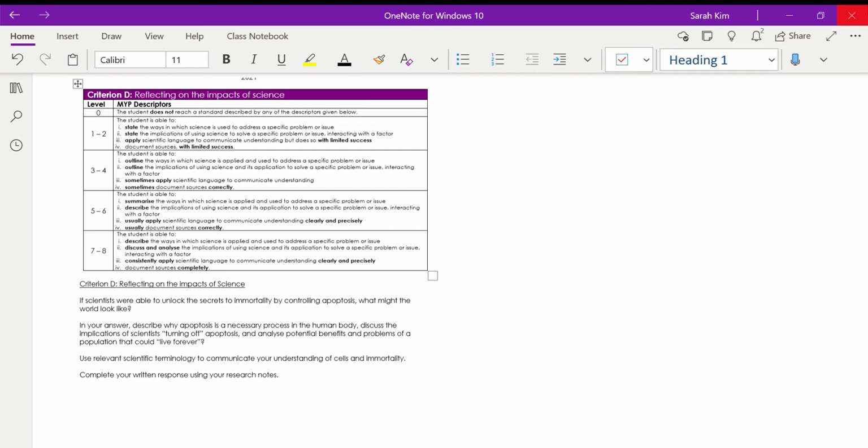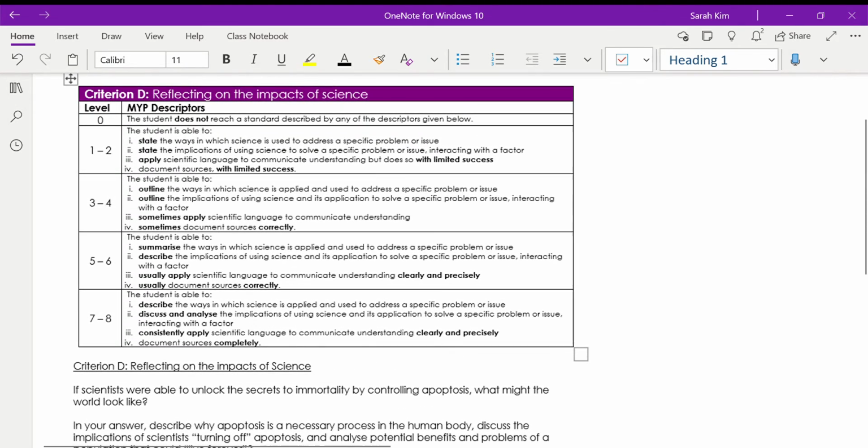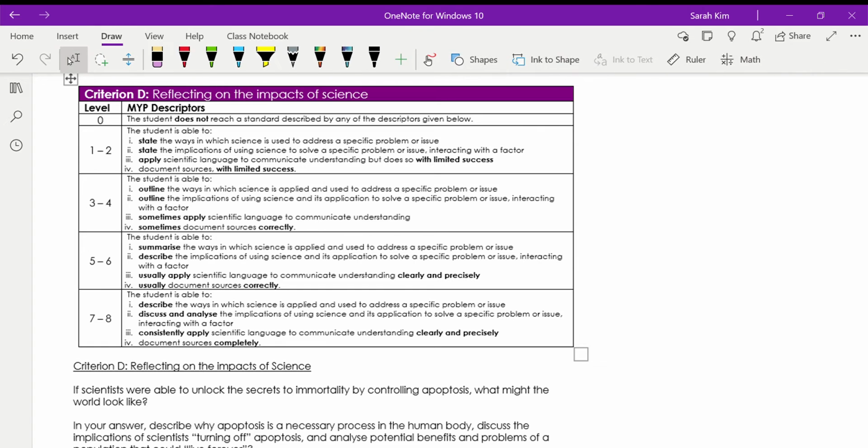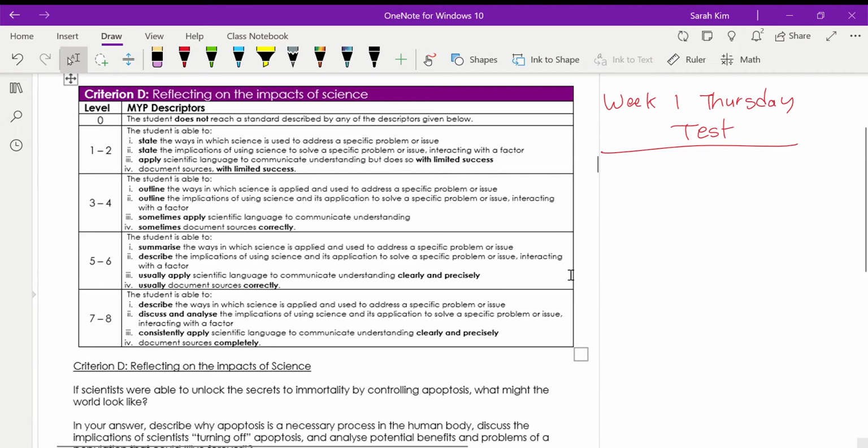Okay guys, so this task is actually going to be a part of your test, which will be in week 1, Thursday, right, in our double lesson. So that's our test date, and this little Criterion D is going to be a part of your test, but we will give you extra time to research it in class and for homework time as well.